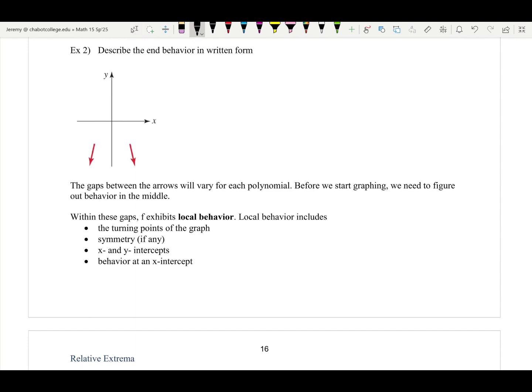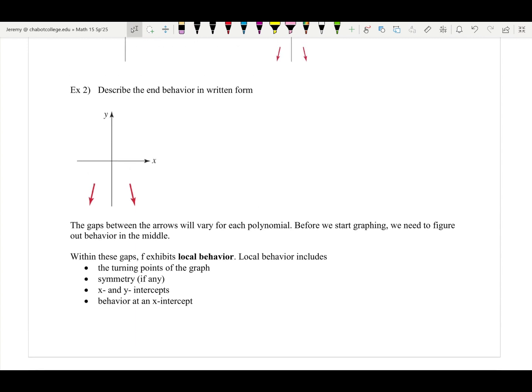Okay, so what I want to sort of show you how to do in example 2 is use this arrow notation to communicate what end behavior is. And this arrow notation, we're going to use it constantly, especially in chapter 2 when we start dealing with limits. So in this picture right here, we don't have the full graph of the polynomial. We just have the end behavior displayed. So it goes down on the left and down on the right.